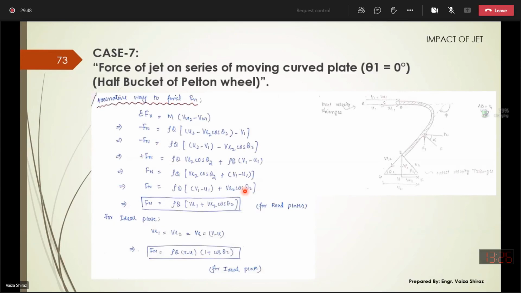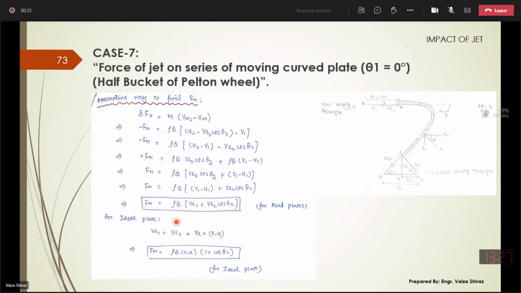Now we will discuss the alternative way to find out Fn, that is through VW. So VW2, from this triangle, is U2 minus VR2 cos of theta 2, and VW1 is equal to V1. So that is the only difference over here. Remaining is the simplification, and this is your equation for Fn. And if you see, this is exactly similar to what you have derived using the concept of relative velocity. Okay? So this is the same.